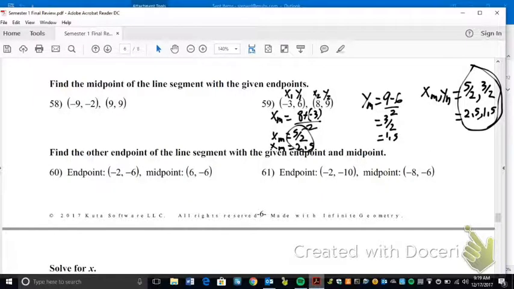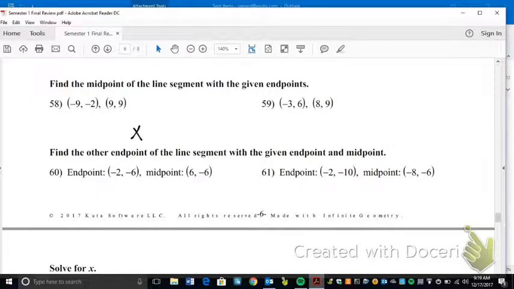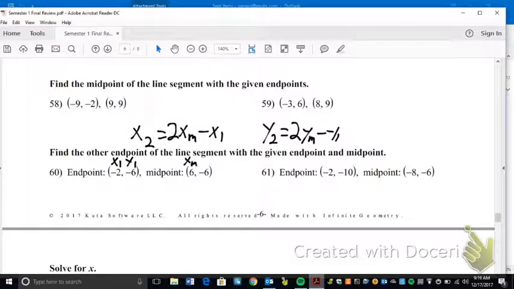Anyway. So we get here, our midpoint is 2.5, 1.5. If I did miss something, then I've just been sitting here talking to myself for the past 20 minutes. Anyway. For our endpoint, we're going to go x2 equals 2xm minus x sub 1. That's y2 equals 2y sub m minus y sub 1. x1, y1, xm, ym. So we just plug them in. Our second endpoint is equal to 2 times the midpoint minus the first endpoint.